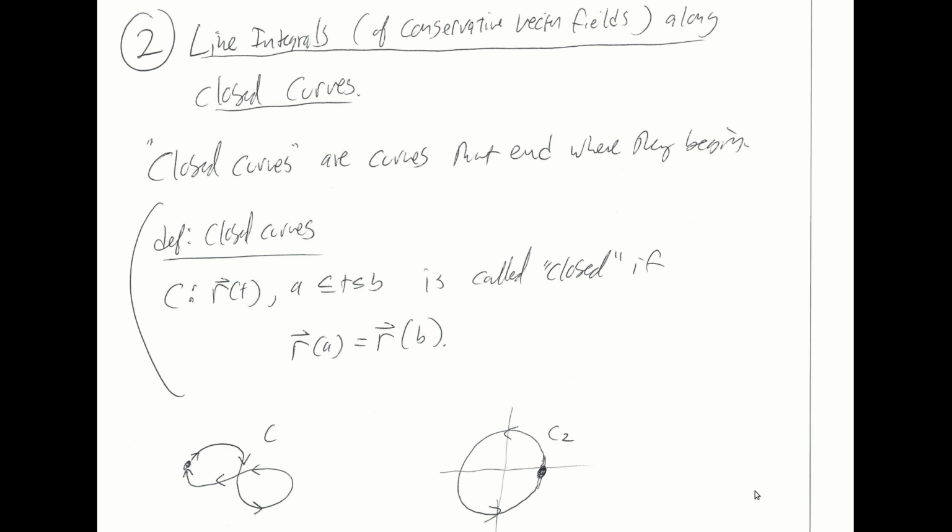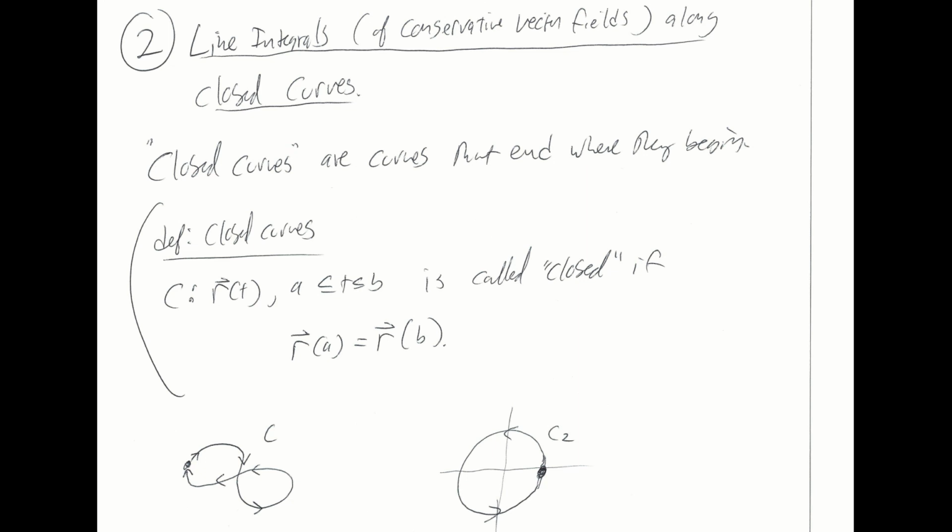Alright, the next major implication of the fundamental theorem of line integrals is how the line integrals of conservative vector fields relate to closed curves. So what are closed curves? Closed curves are curves that end where they begin. So when you close the loop. A formal definition says that if a curve C is given by parameterization r hat of t, where t is between a and b, we call that a closed curve if r hat of a equals r hat of b.